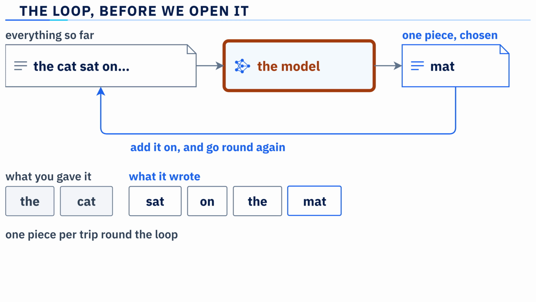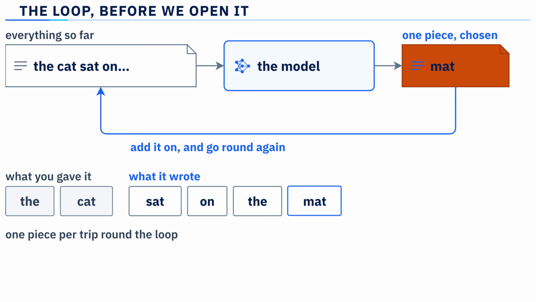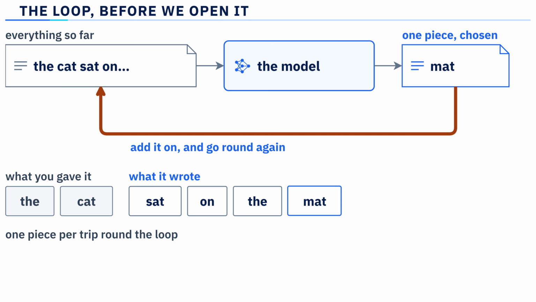This is the model. Text goes in and it works out what could come next. One piece comes out. Here it is the word mat. Just one piece, not a sentence. Then that piece is added on the end and the whole thing goes round again. 3 boxes and 1 rail. We open each of them and then we watch it run.